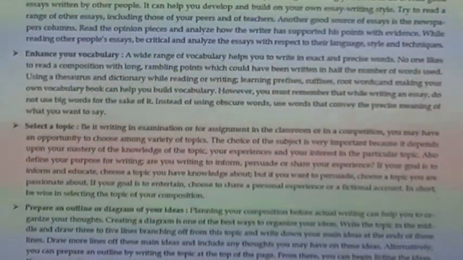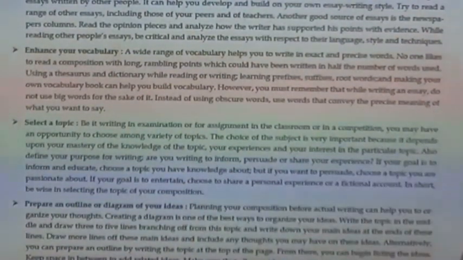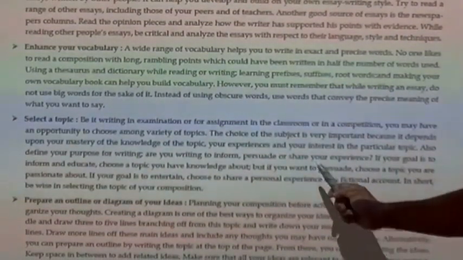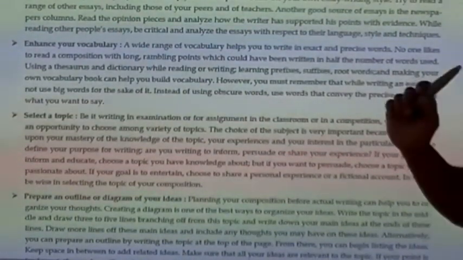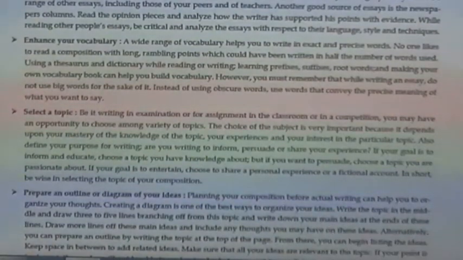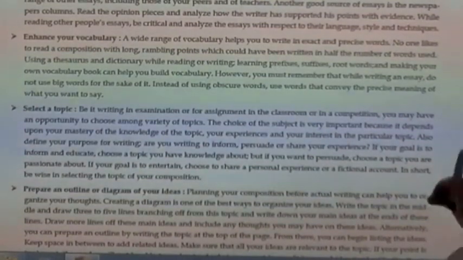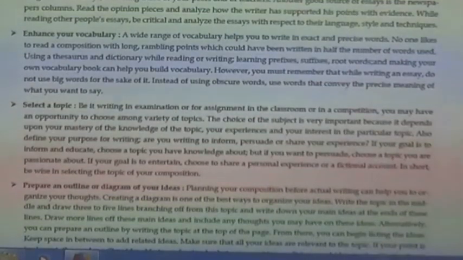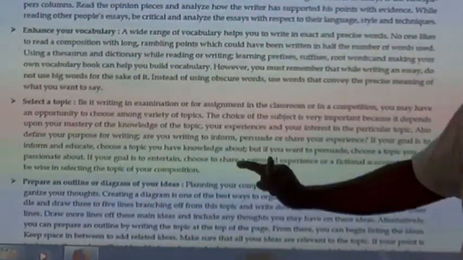Your experiences and your interest in the particular topic also define your purpose of writing. Are you writing to inform, persuade or share your experience? If your goal is to inform and educate, choose a topic you have knowledge about. But if you want to persuade, choose a topic you are passionate about. If your goal is to entertain, choose to share a personal experience or a fictional account. In short, be wise in selecting.